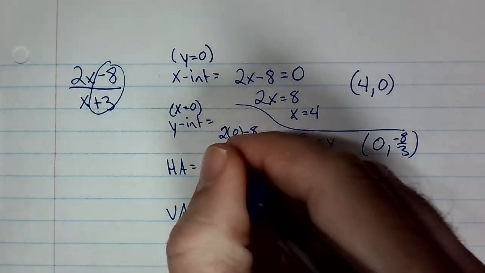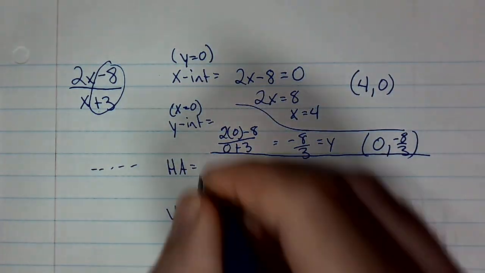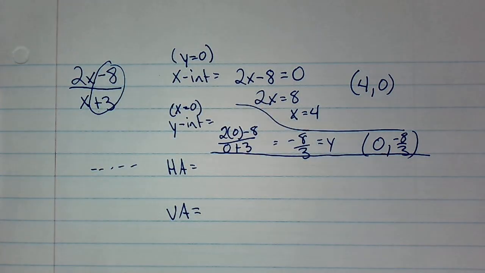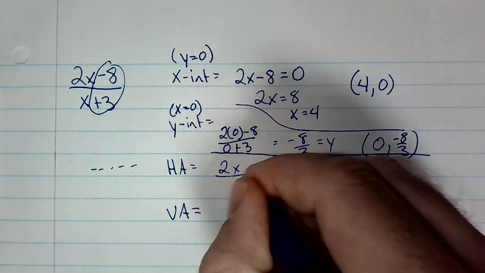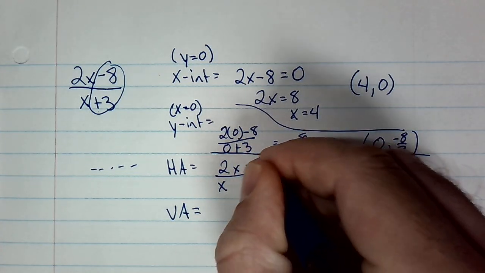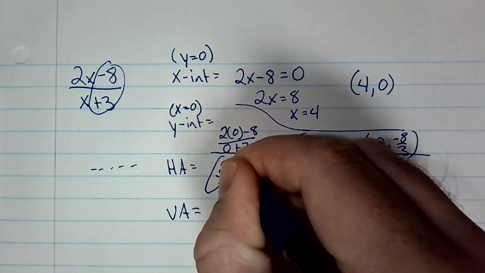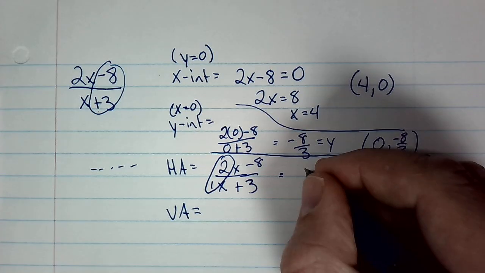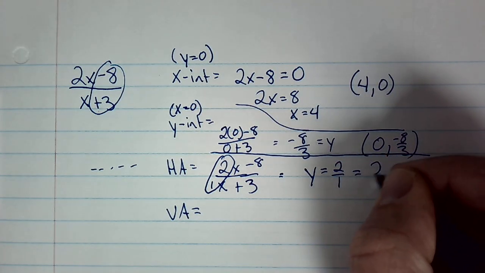Horizontal asymptote, the one that goes like this. If the powers are the same, we look at our leading coefficients. So for this one, I'll rewrite it. My leading coefficients are 2/1. So we get y equals 2/1. Ta-da!